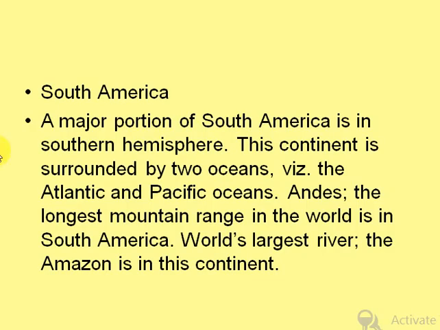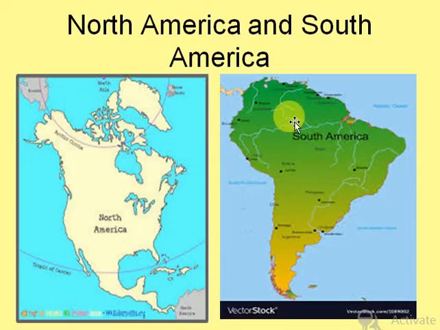Now let us discuss South America. A major portion of South America is in the southern hemisphere. This continent is surrounded by two oceans, the Atlantic and Pacific Ocean. The Andes, the longest mountain range in the world, is in South America. The world's largest river, the Amazon, is in this continent. Look at the picture. This is South America.